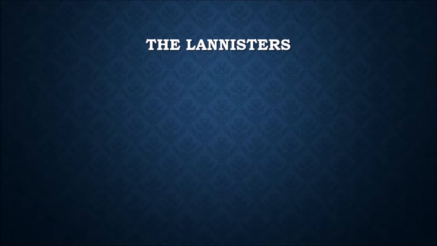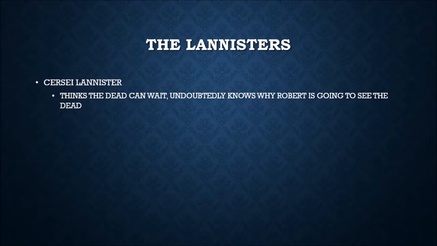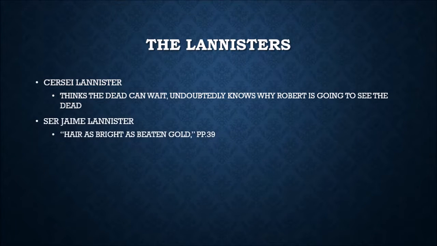So we also learn a little bit more about the Lannisters in this chapter. We learn that Cersei Lannister thinks the dead can wait, and undoubtedly knows why Robert is going to see the dead, because he loved Lyanna, probably more than he loved her. We learn that Ser Jaime Lannister, Cersei's brother, has hair as bright as beaten gold. We'll talk more about him if he gets a viewpoint or if he's a character we learn more about later. He definitely will be. We learn about Tyrion Lannister, and we know that he is called the Imp. Now, I don't know if the chapter really details this, but he's a little person, whatever the term is that is politically correct to say, but in the confines of Game of Thrones, he is a dwarf.